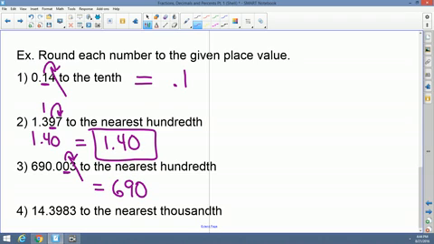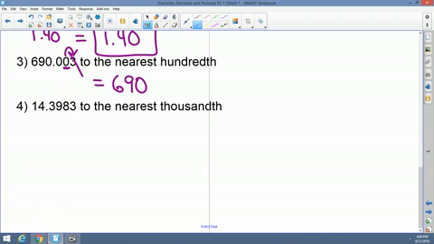How about 14 and 3,983 ten-thousandths? I want to round this to the nearest thousandths. I first find the tenths, hundredths, thousandths. It's my 8. I look to the right of that number. If it's 5 or greater, it goes up and everything to the right of it drops. If it's less than 5, it stays the same and everything to the right of it drops. In this case, 3 is less than 5, so that drops and the number stays the same. And that's it. You have it in a nutshell.